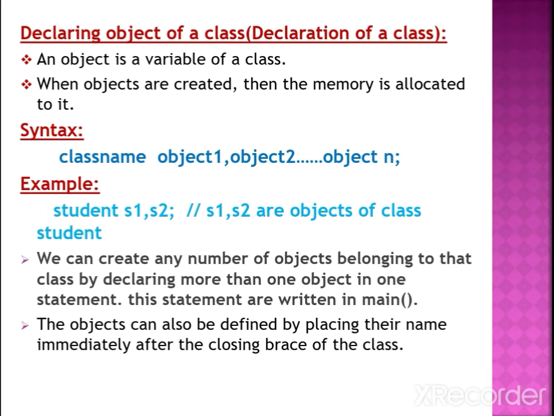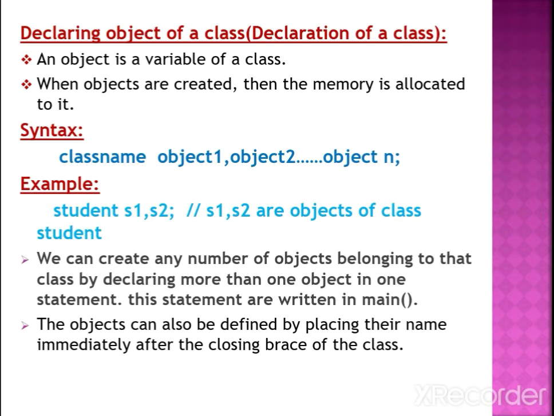Example: student S1, S2. S1, S2, these are objects of a class. It creates objects S1 and S2 for the class student and reserves space for S1 and S2. When an object is created, a space is set aside for it in memory. Defining objects in this way means creating them. Sometimes objects are called instance variables.